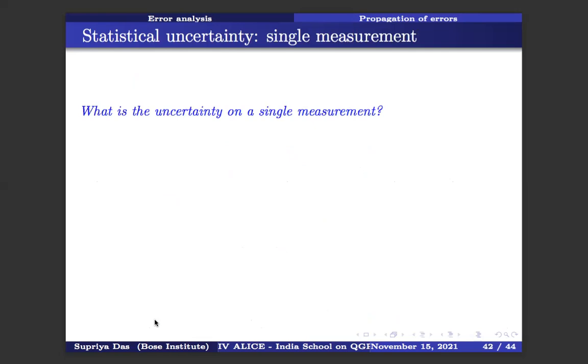Okay, Raghu is waiting, right? Yes. Oh, okay. Just one transparency, one slide.